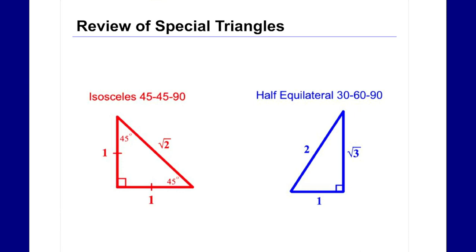And then the half equilateral triangle with angles 30, 60, and 90, the hypotenuse being 2, and the legs being 1 and √3. Again, for our angles, 60 is in the bottom corner, so the adjacent is 1 and the opposite is √3, and 30 is up top, which makes 1 the opposite and √3 the adjacent side. So again, we're going to use these angles. We're going to be using the ratios in some new concepts.